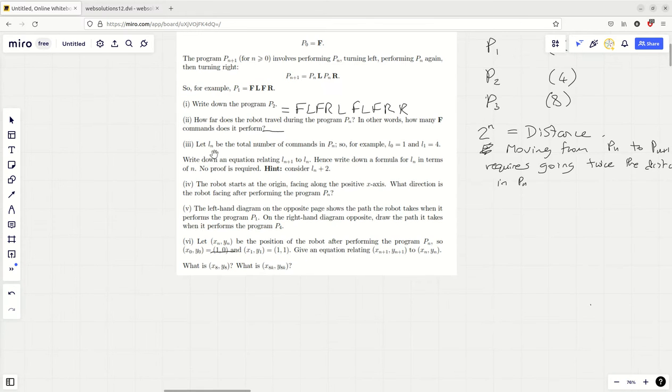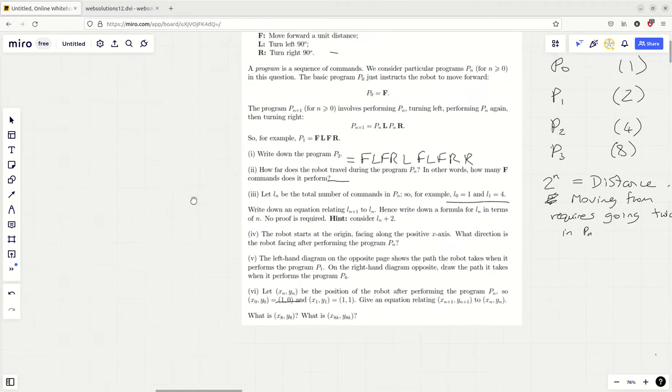Part 3. Let Ln be the total number of commands formed in Pn. So for example, L0 equals 1, L1 equals 4. Write down an equation relating Ln+1 to Ln, and hence write down a formula for Ln in terms of n. No proof is required. That's nice. So they don't even want the proof.